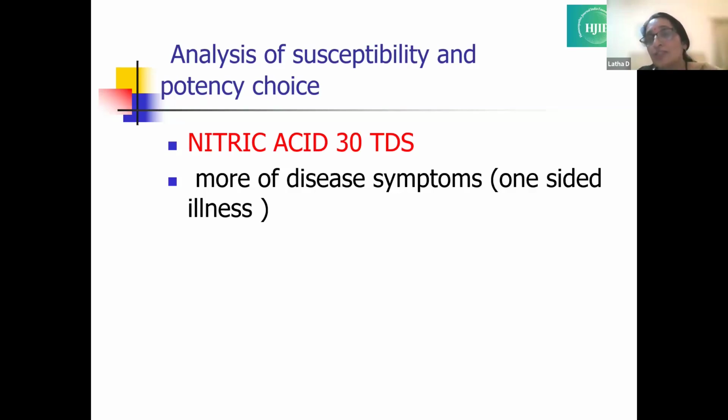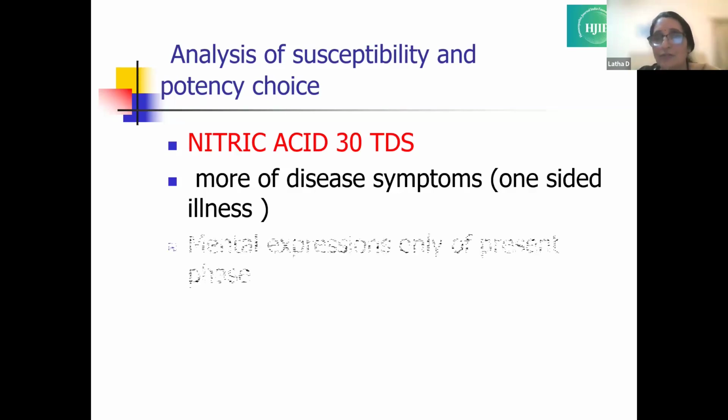The allopathic physician has said that he may have a year or a little more than a year to pull through with this illness. So right now, I've just kept him on this medicine for his suffering to come down. And definitely the mental state will also improve.